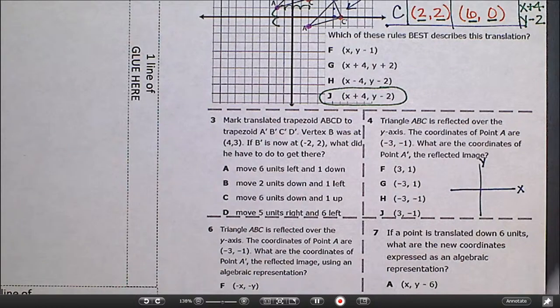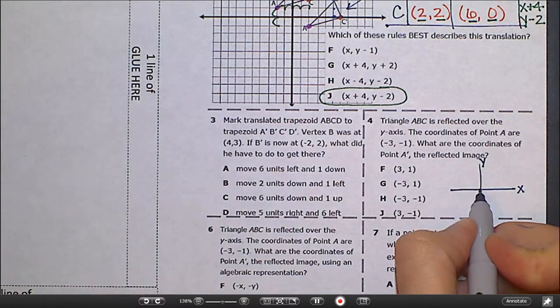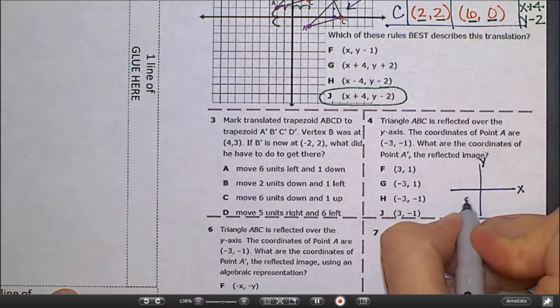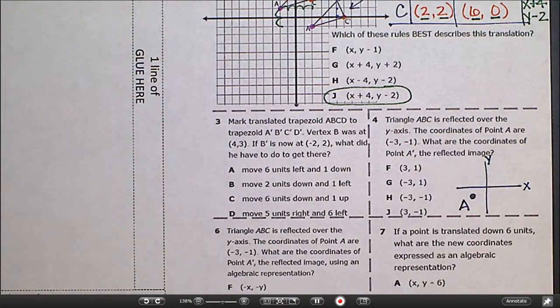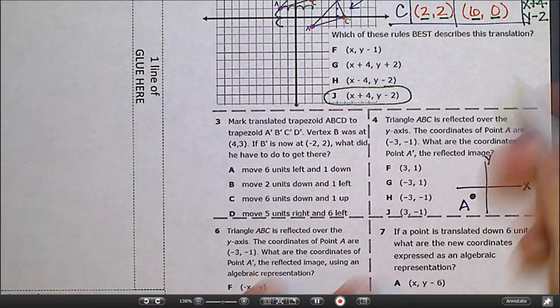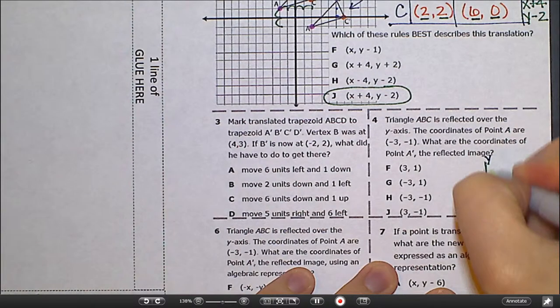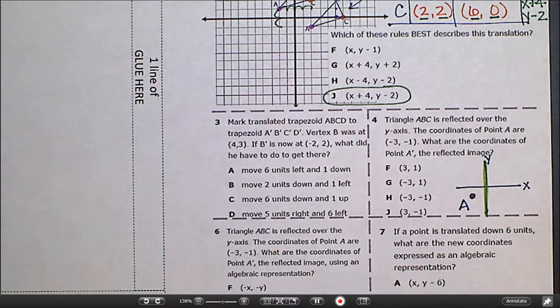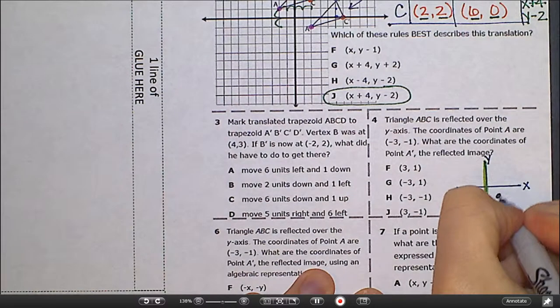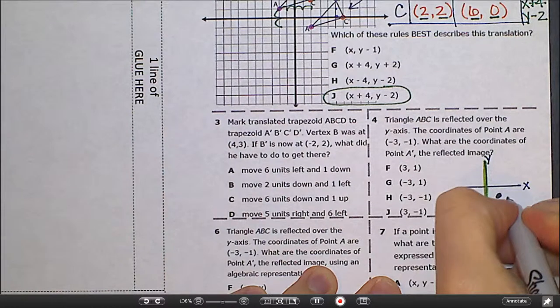So if point A is at -3, -1, that means it's going to be left and down, so we're just going to put it here. This is point A, and I know that's not exact, but we're just trying to figure out what quadrant it's in. And if we're going to reflect it over the y-axis, then the y-axis is our mirror line. So this is the mirror right here, the y-axis. So that's our mirror. It's going to end up on the other side of the y-axis, and that gives us A prime.